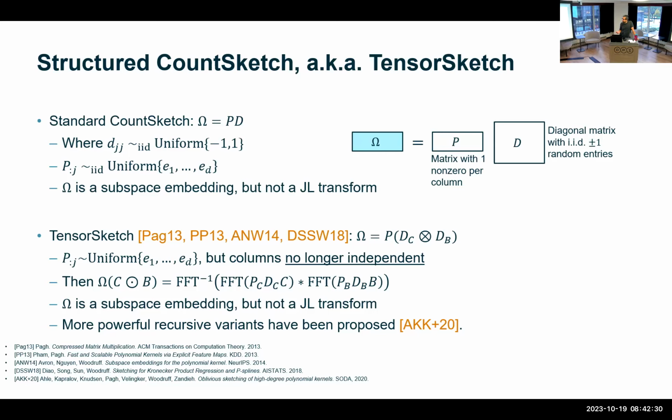Then this tensor sketch is a structured version of this. It's analogous to what I showed on the previous slide when you made a structured version of the Gaussian sketch. It's a little more intricate how it works, but the basic idea is the same: when you have the tensor sketch, you can apply it through this magical formula, but the point is that you essentially just do sketches on smaller matrices. So you again do something to C and something to B, and then this here is a magic formula that is explained in these papers. And there are also more advanced versions of this that have been proposed somewhat recently.